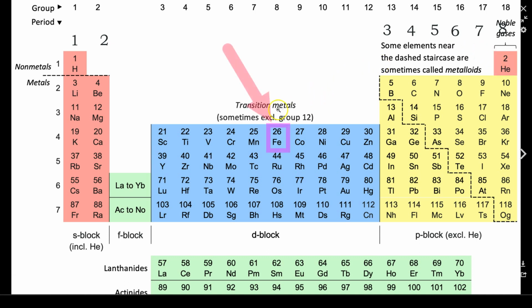Let's look at iron. How many valence electrons does iron have? Well, we're not really sure because it's in this transition group. So 1 valence, 2 valence, skip a few, 3 valence, 4 valence, 5 valence, 6 valence, 7 valence, 8 valence, fulfilled octet.